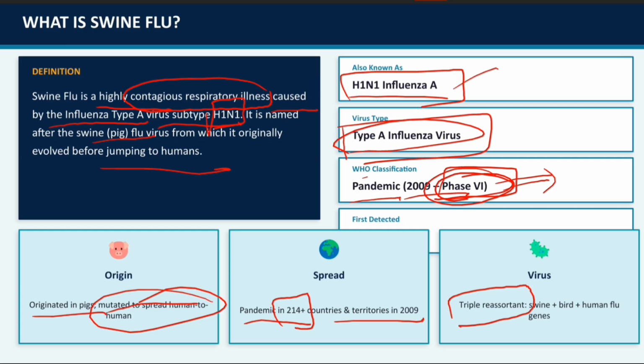What does it mean? This means the genetic material from 3 different sources is in this swine flu. What are these 3? Swine genes, bird genes and human flu genes. These 3 genes are in this virus, so that's why it is called a triple reassortant virus.